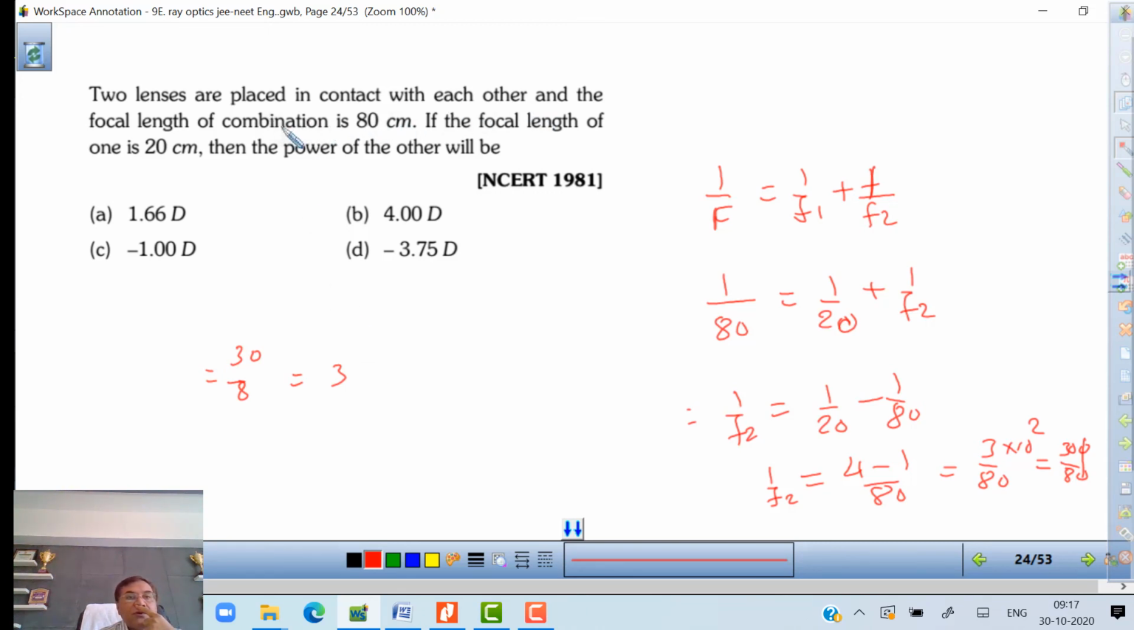The focal length of the combination, if the focal length of one is 20 centimeters, the power of the other. We don't know.